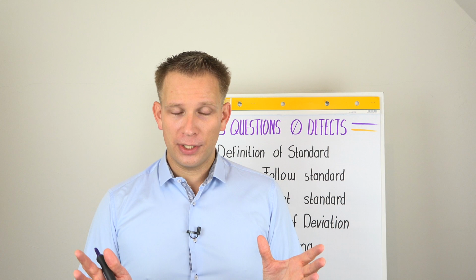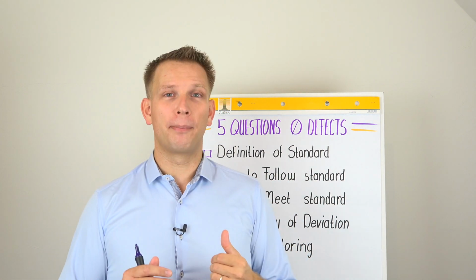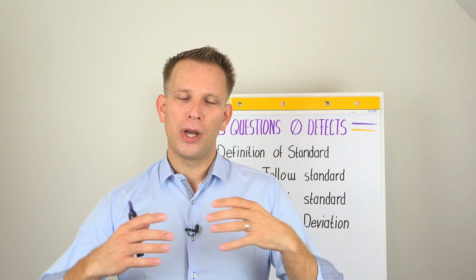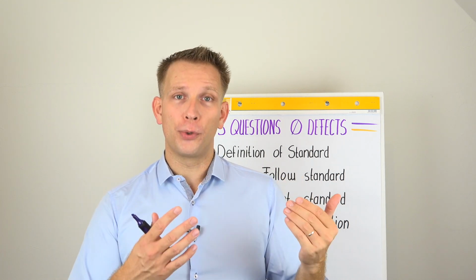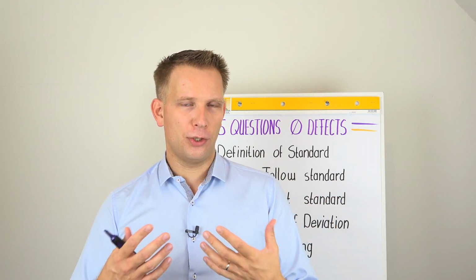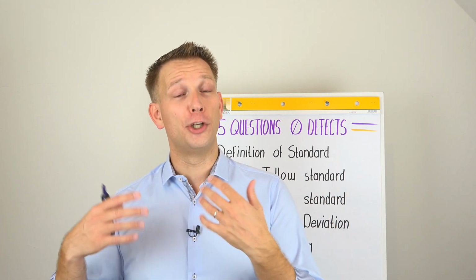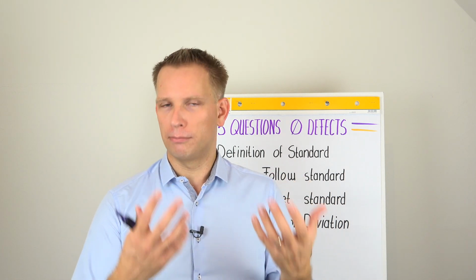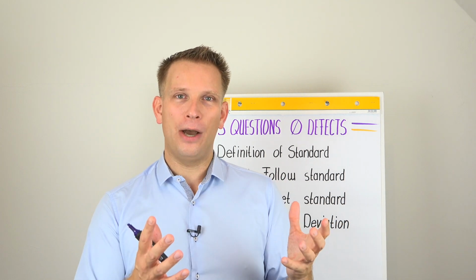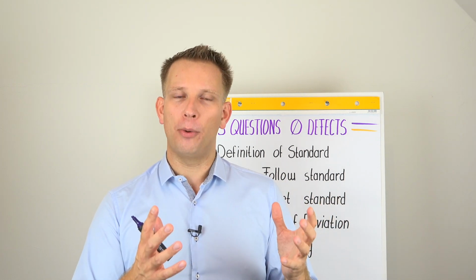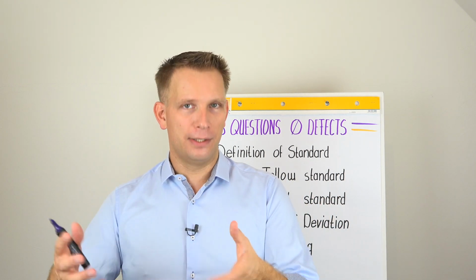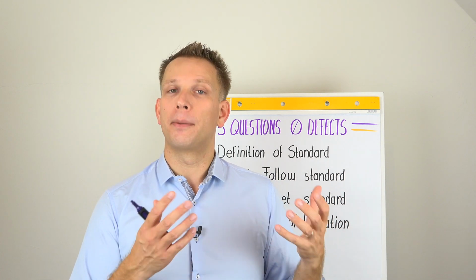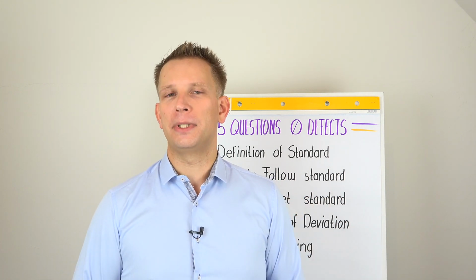There is a set of questions, and they're right on the board behind me. And there is also an example for each of those 5 questions in a different setting. So in this video, we'll be talking about the machine questions as an example, but there are also questions for man, so training and how are we checking the skills of our people, method, so basically the work standard, and material, so how do we check the material.